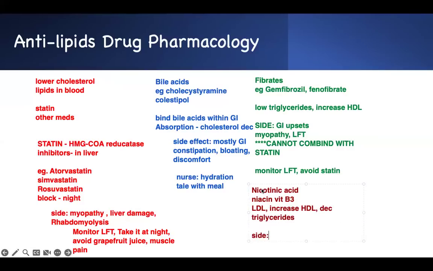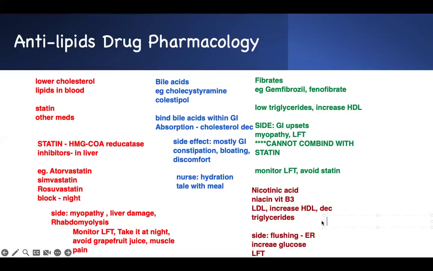What is the major side effect of niacin, if you don't know anything about it? It is flushing. It causes a lot of flushing. You can decrease it by taking the extended release form. It increases your glucose, and then it affects your LFTs. Your liver function test can get into trouble.